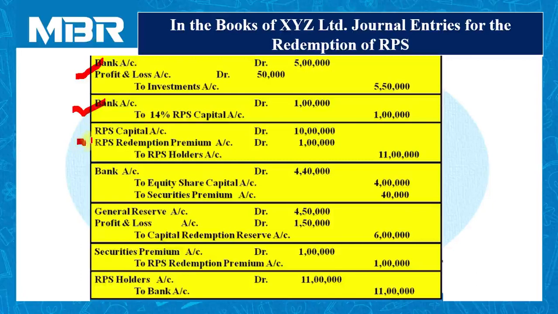Then we have passed the third journal entry for the amount redeemable or payable to the holders of RPS. RPS capital account debited rupees 10 lakhs. RPS redemption premium account debited rupees 1 lakh to RPS holders account 11 lakhs.